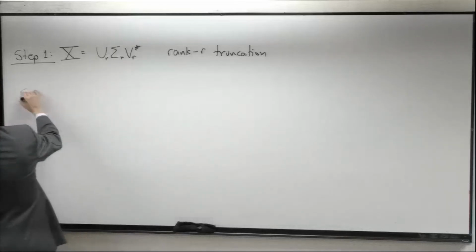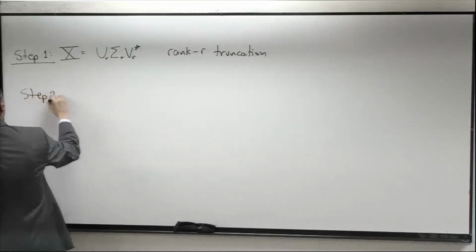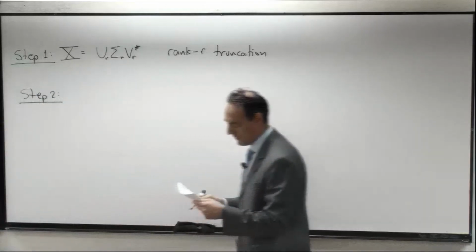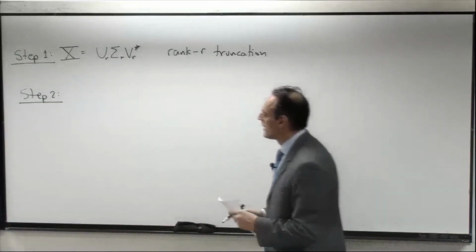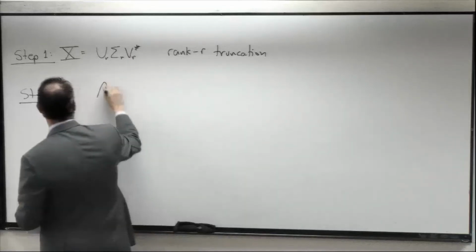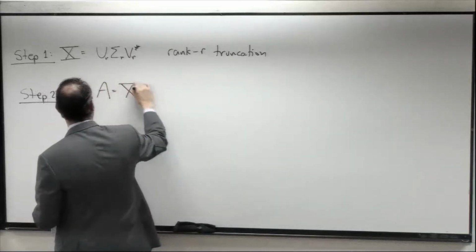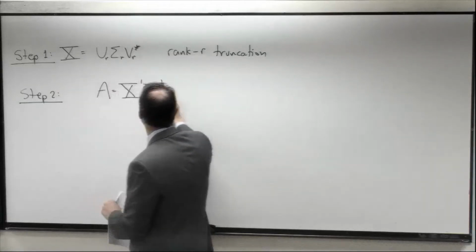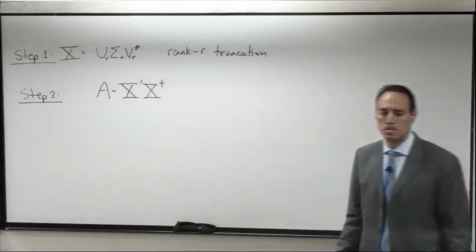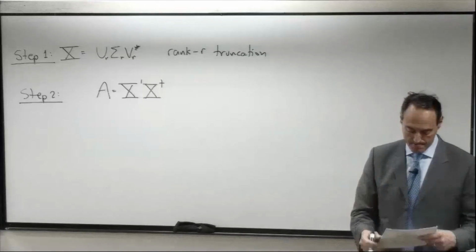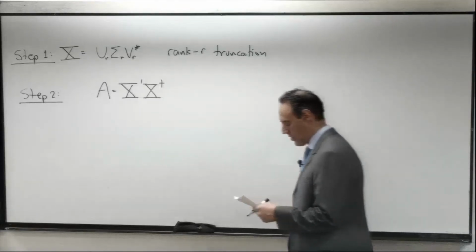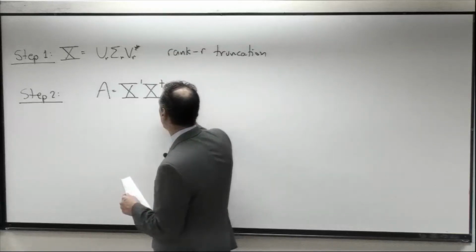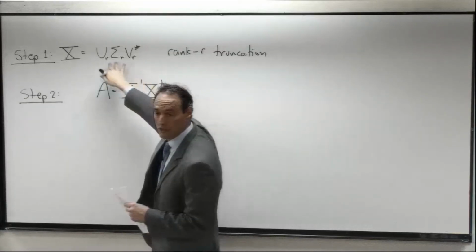All right, step 2 of the algorithm. Let's go back and look at this thing here. A is equal to X times the pseudo inverse. That's what I was trying to work with. So what I'm going to show you is, if I was working with this directly, I'd have to compute the pseudo inverse of this.